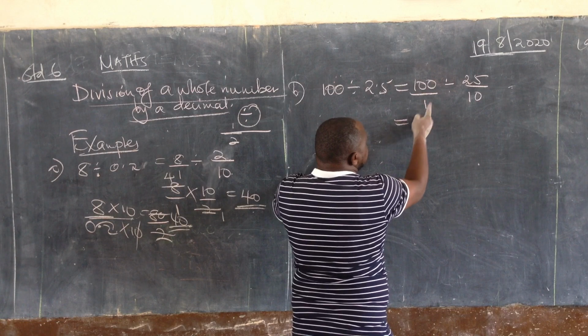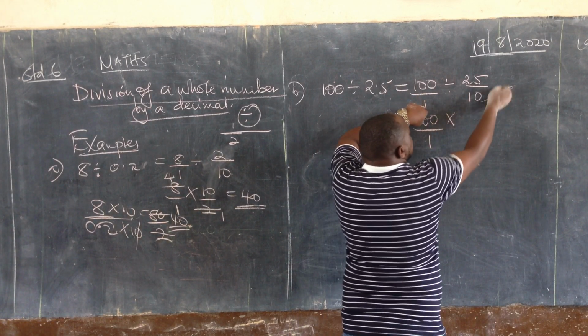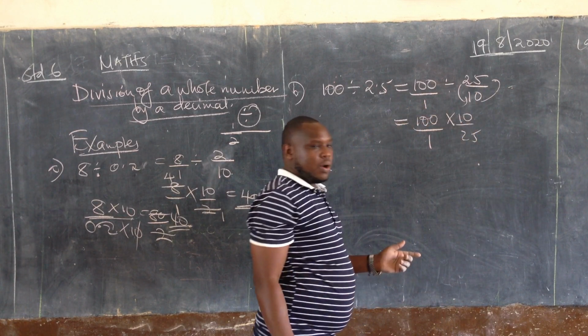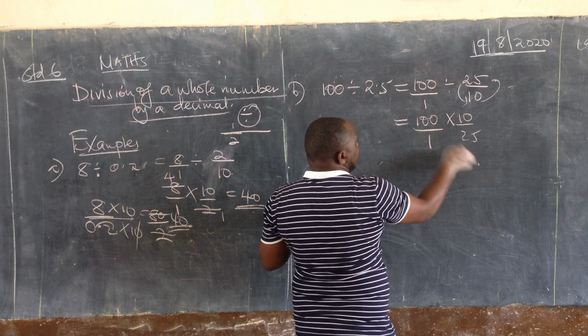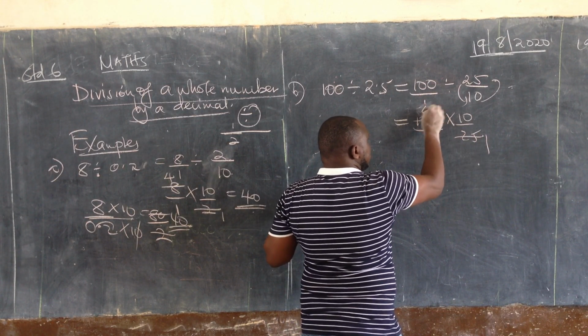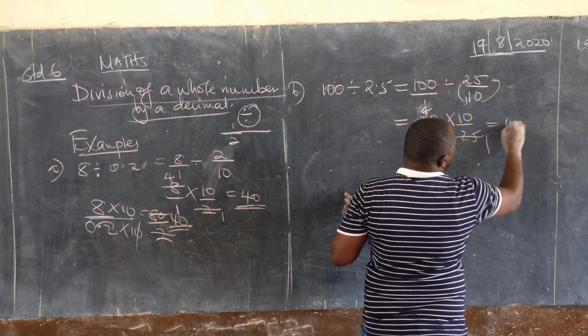Then from there, now we change it. This 100 over 1, you don't change the first number, you change the second number. This becomes now 10 over 25. From there, what are you supposed to do? Check whether there are common divisors. Yes, by 25 to 1 here, by 25, 4 times. 25 yes to 100, 4 times. So 4 times 10 is going to give you 40.